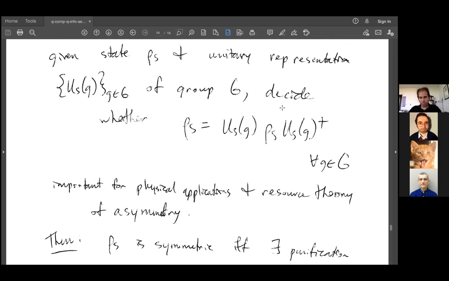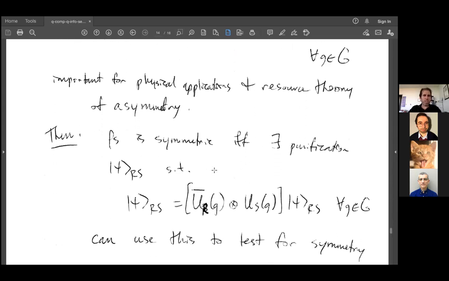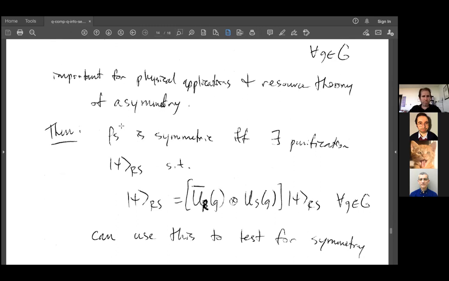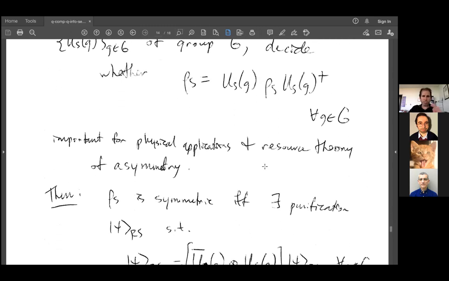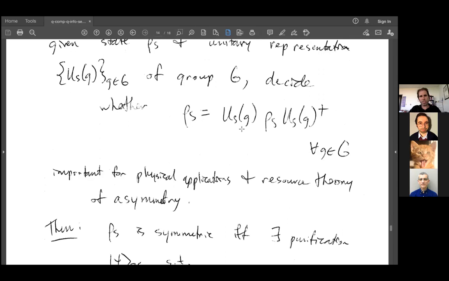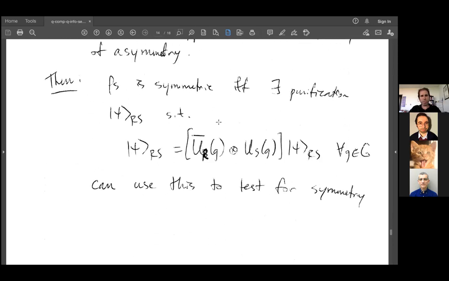uniform superpositions of energy eigenstates of a Hamiltonian. They're asymmetric with respect to the Hamiltonian. They don't commute with the Hamiltonian, so they're good for timekeeping. That's an example. Okay. One theorem that we prove, very similar to the previous theorem, is that the state rho S is symmetric if and only if there's a purification psi RS of rho S that satisfies this equation. Here we have these unitary representations of the group, and then this bar means complex conjugate. So this condition will hold.